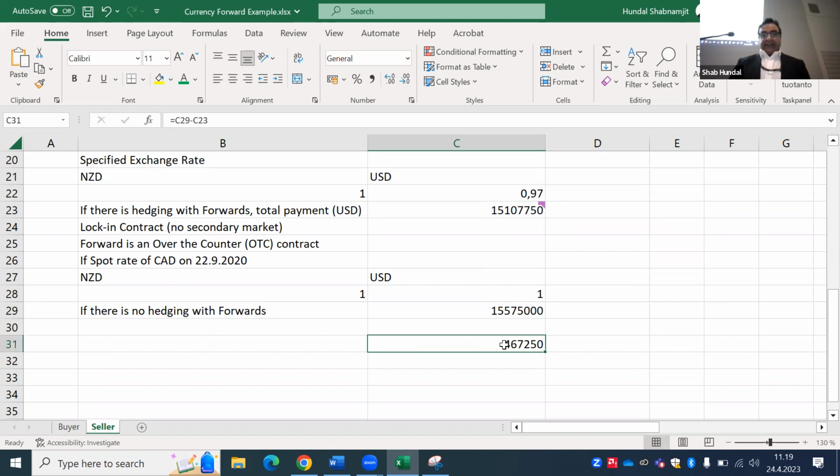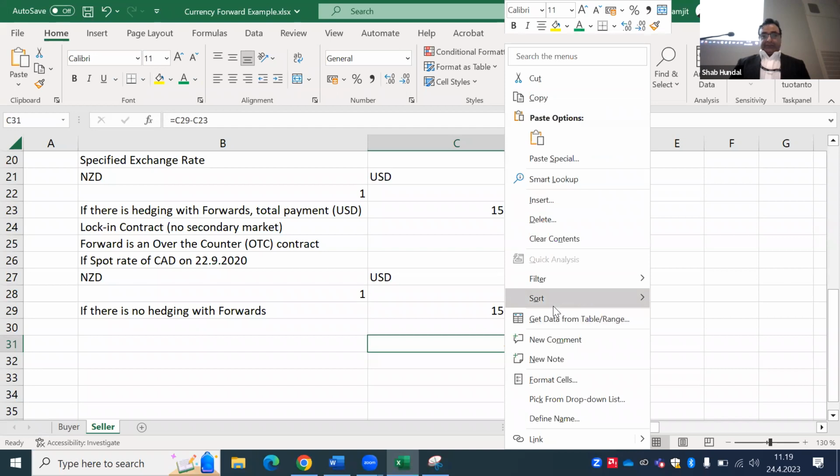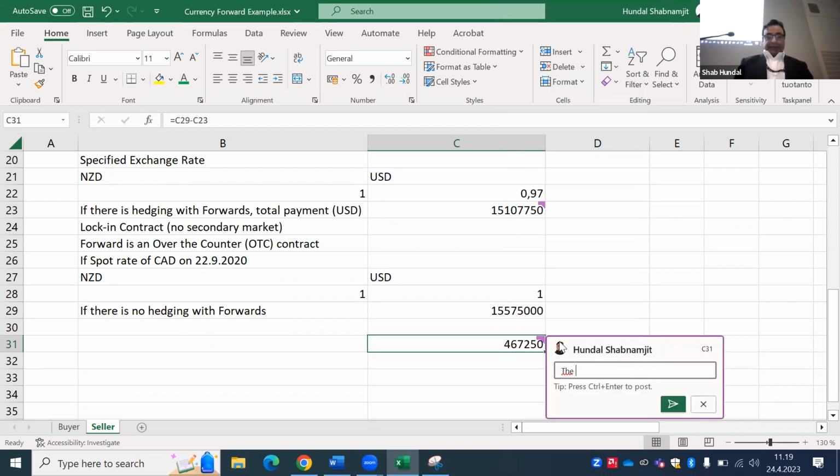So I can say, I can put a comment that the US company got lesser revenue by hedging, through hedging via currency forwards, which is a downside.